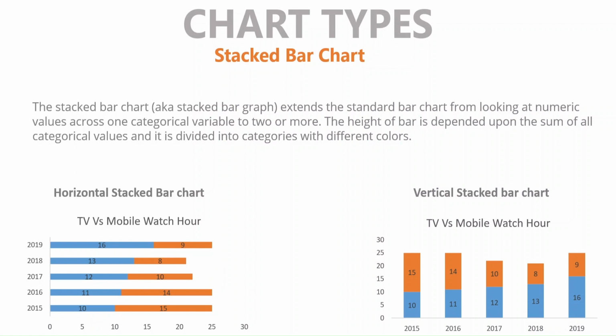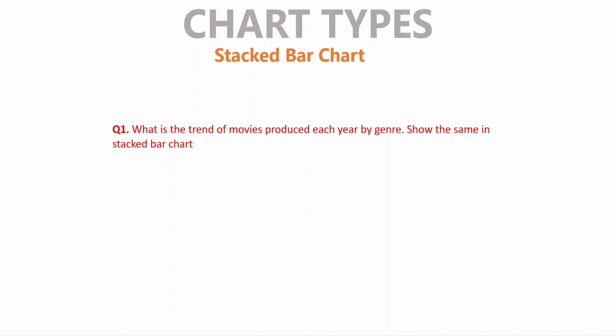Cool. If you have more categories for one year, let's suppose, then we need to use a stacked bar chart. Clear? Now let's see where we need to use it in our case. What is the trend of movies produced each year by genre? This I want to see in a stacked bar chart.